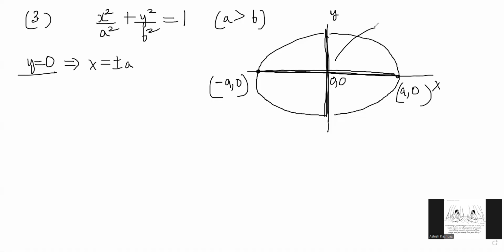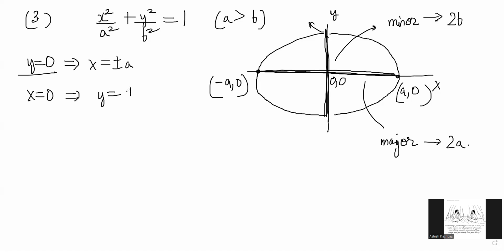So this becomes your minor axis and this becomes your major axis. The length of the minor axis is 2b and the length of the major axis is 2a. These points will come when you put x equal to 0 in the equation; you will get y equal to plus minus b. So it is (0, b) here and this is (0, -b). So these 4 points are the end points of the major and the minor axis, right?